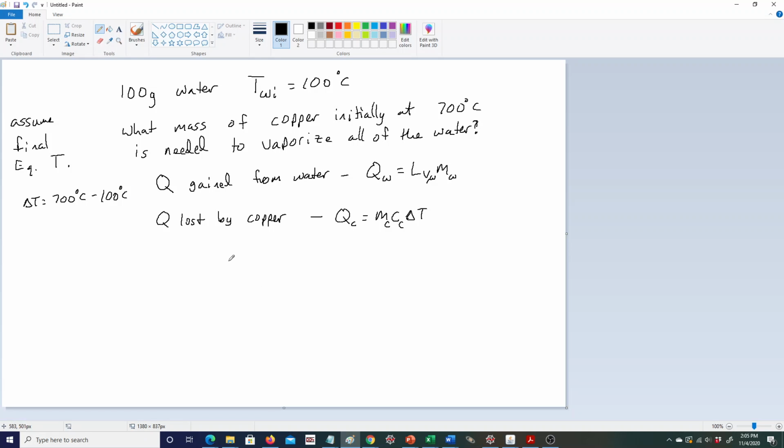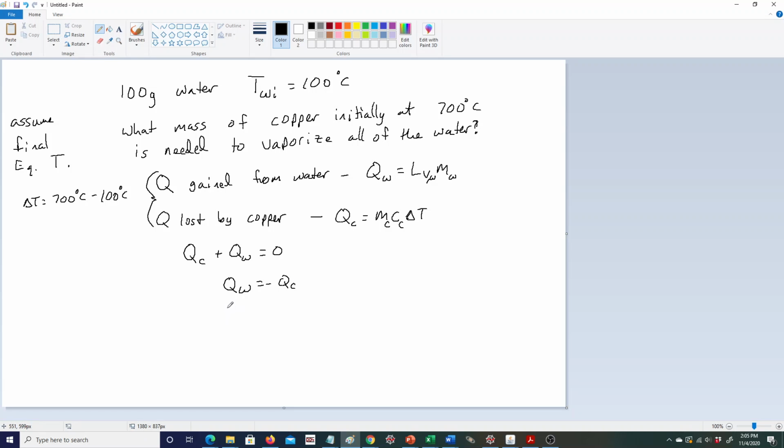Okay. Now, again, assuming that no heat is lost to the environment in the exchange and that all the heat from the copper goes into the water, under that case, then the heat lost by the copper plus the heat gained by the water must be 0. Okay? This is just a conservation of energy statement. And so what that means is the heat gained by the water must equal the heat lost by the copper.